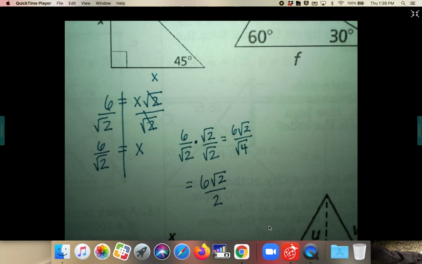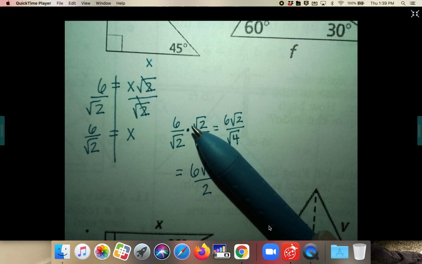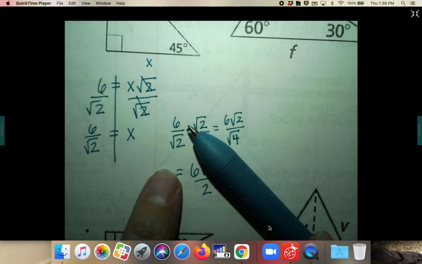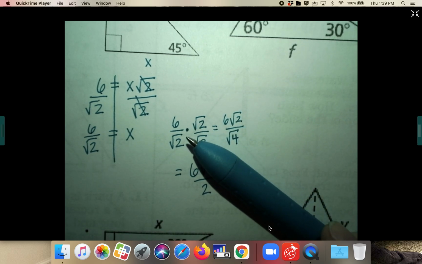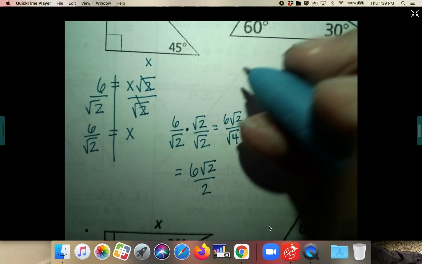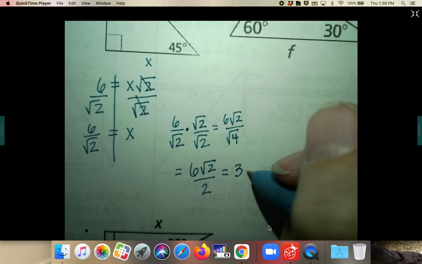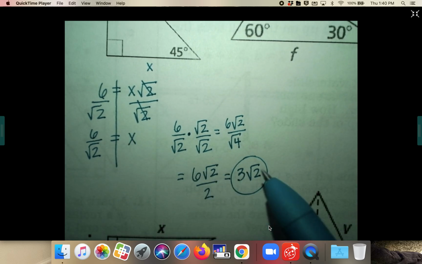And just when you thought you were done, remember, you can simplify the outside. 6 divided by 2. I'm covering up the square root of 2 here. So 6 divided by 2 is 3. The answer is actually 3 root 2. So that was a lot of work. I hope you remember, but that is what x equals.